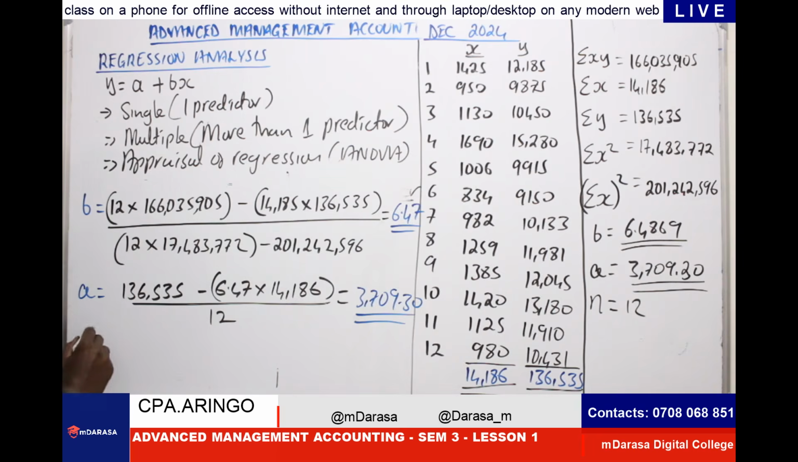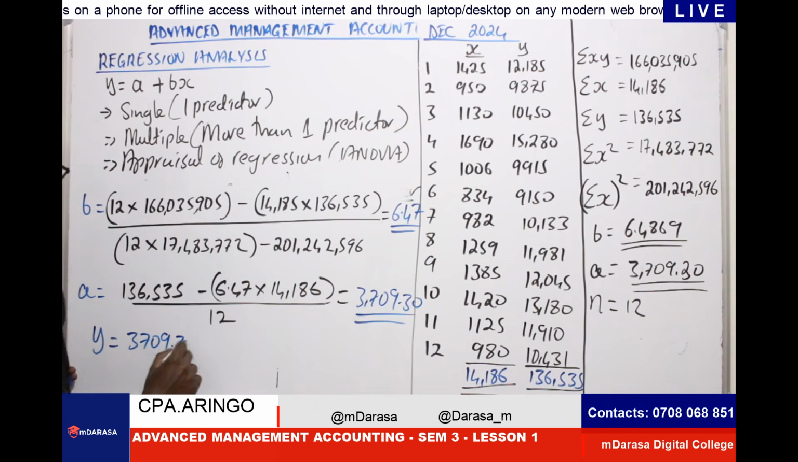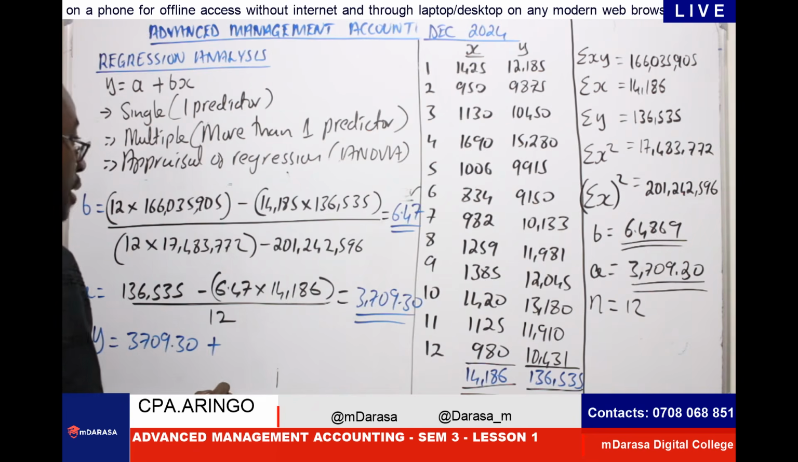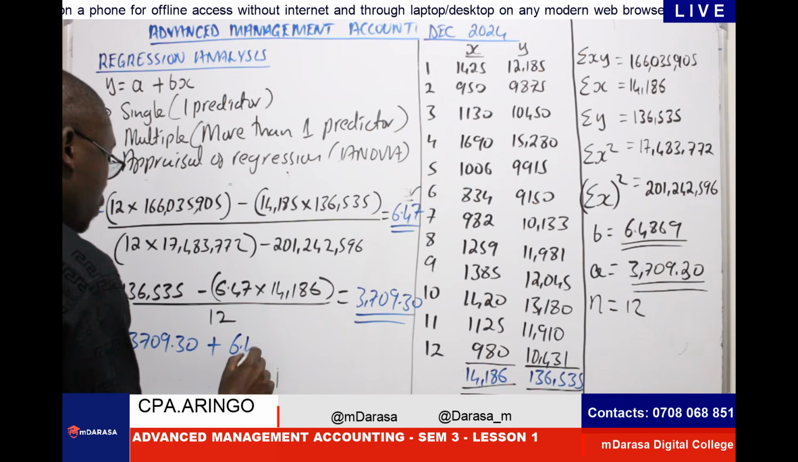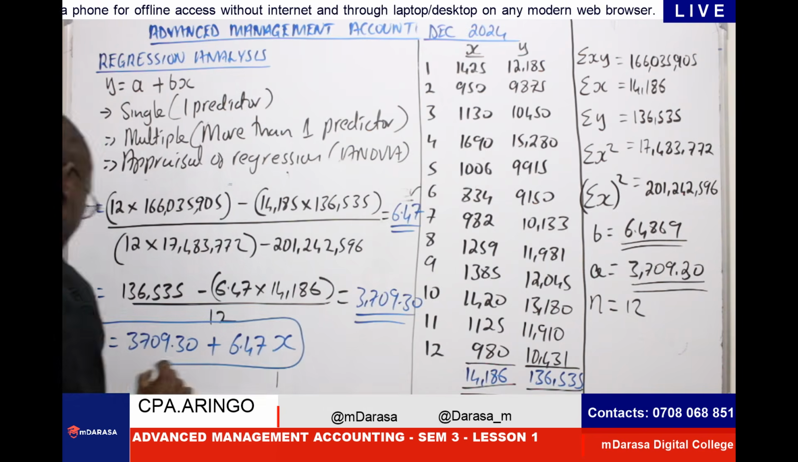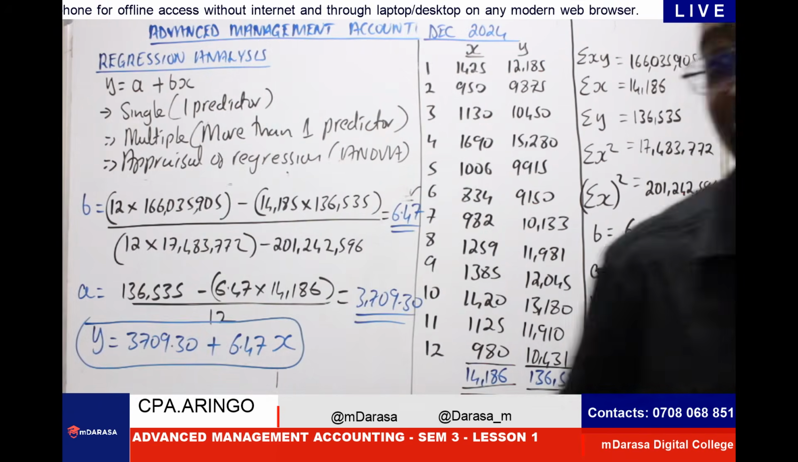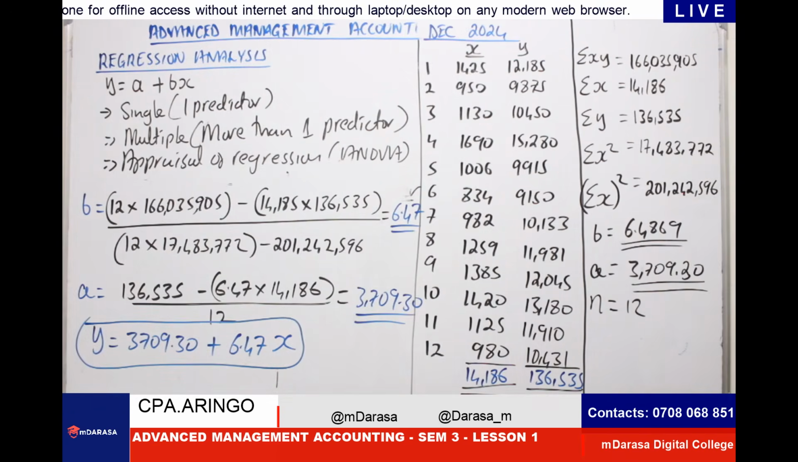Come and give your equation. My equation therefore is y is equal to 3709.30 plus 6.47x. You're literally done with that part.